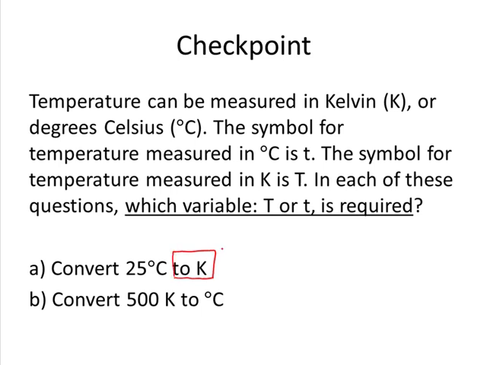In A, we convert to Kelvin, symbol capital T, so that's what's required. In B, we convert to degrees Celsius, symbol small t, so that's what's required. So in A, we need capital T to be the subject of the formula. In B, we need small t.